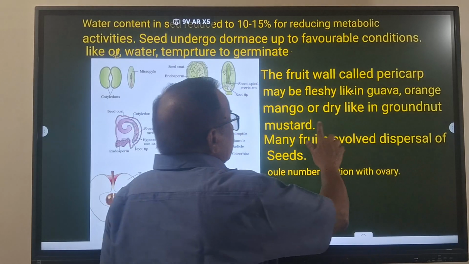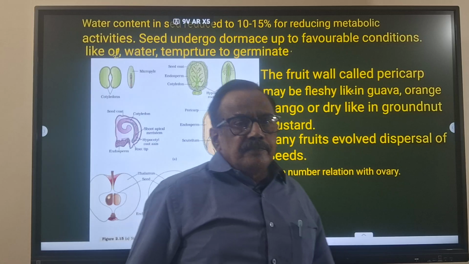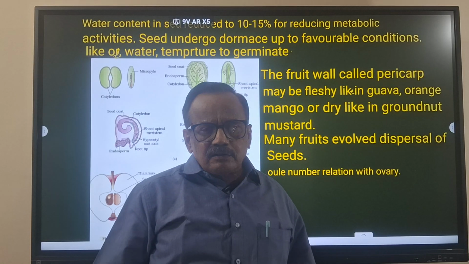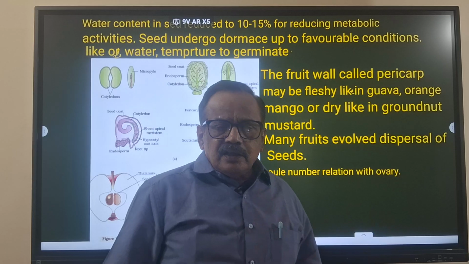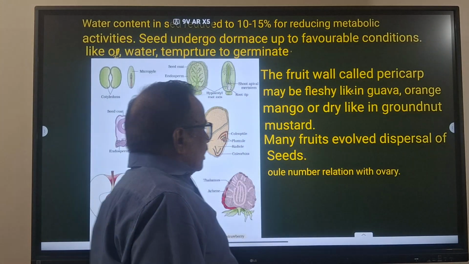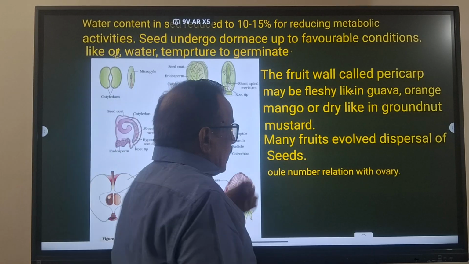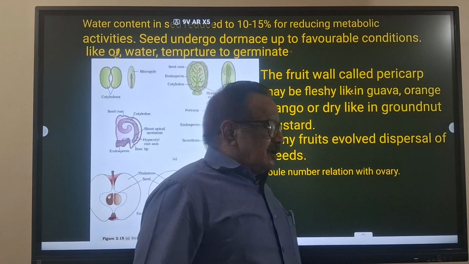That is also true fruit only, and it is a groundnut and mustard. So pericarp may be fleshy or it may be dry. Fleshy fruits he has given, and dry fruits means all the cereals, dry fruits only. Now many fruits evolve dispersal of seeds.